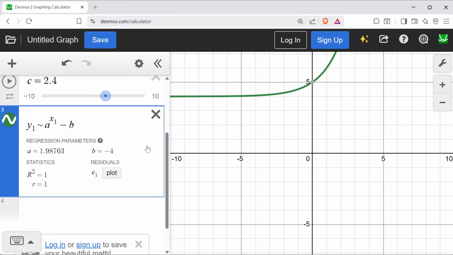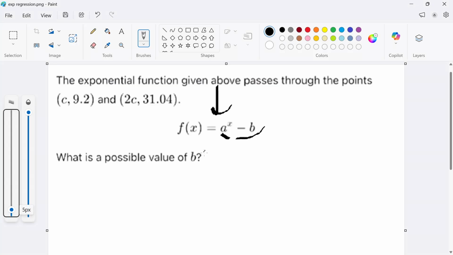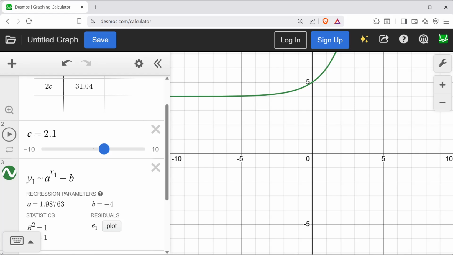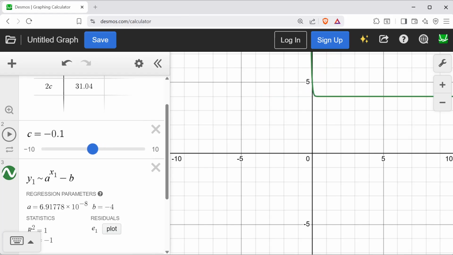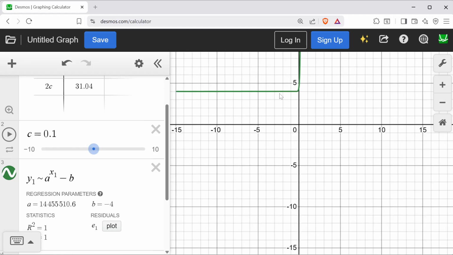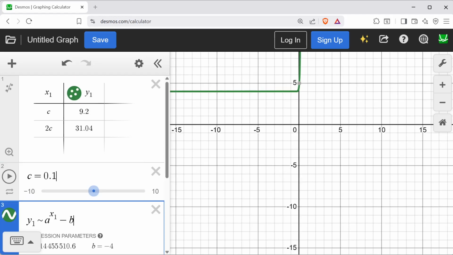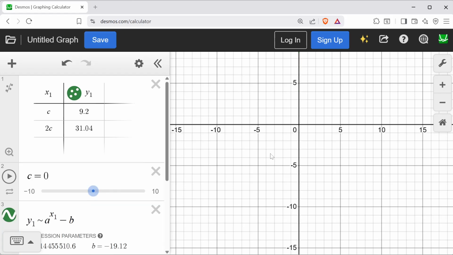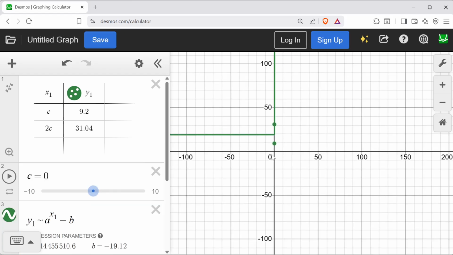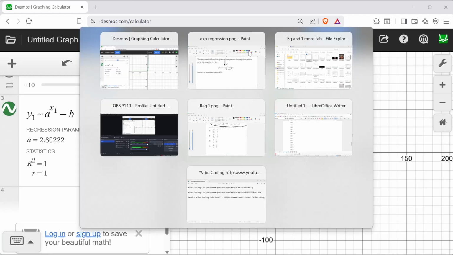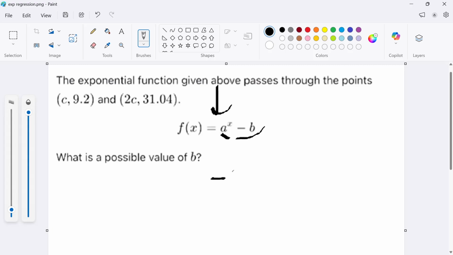And now the question asks, what is the value of b? Well, notice this, no matter what I make c, b is negative 4. If c is 0, I don't know what that is. That's not an exponential equation. But any other value of c, it's an exponential equation, and it tells me b is negative 4. So what is the value of b? Negative 4.